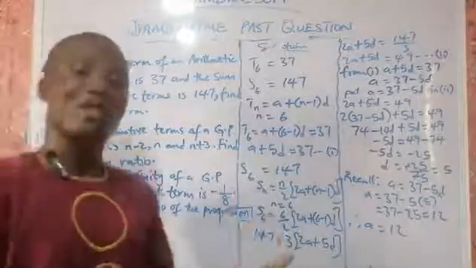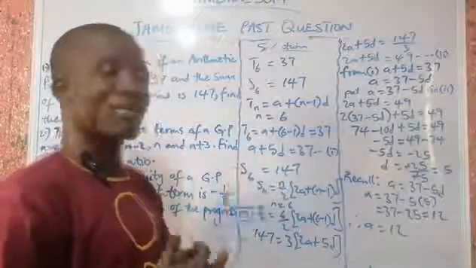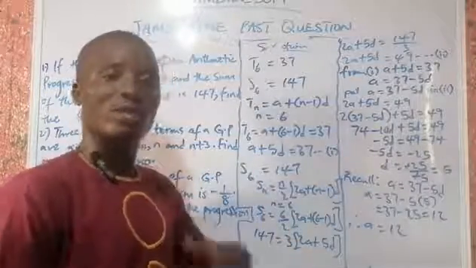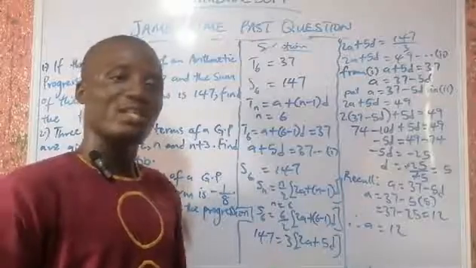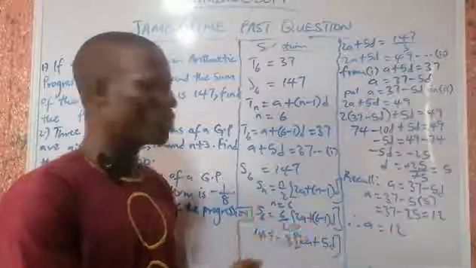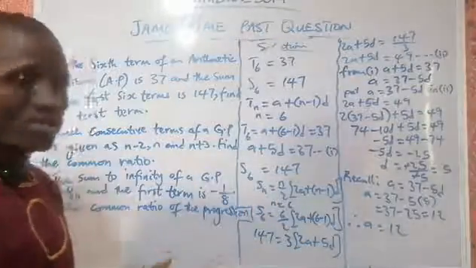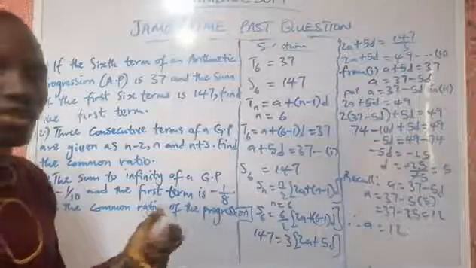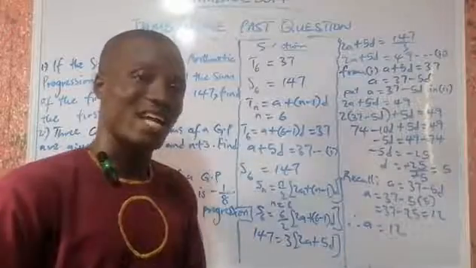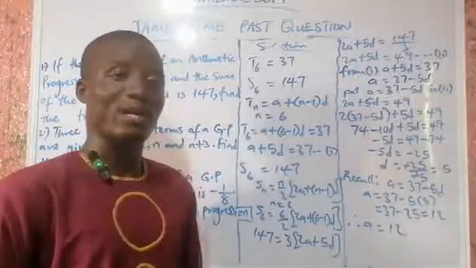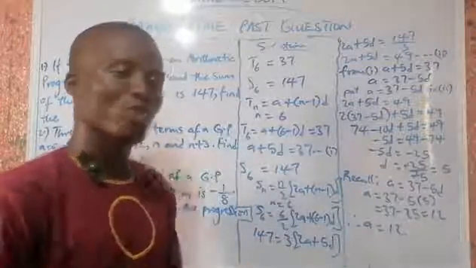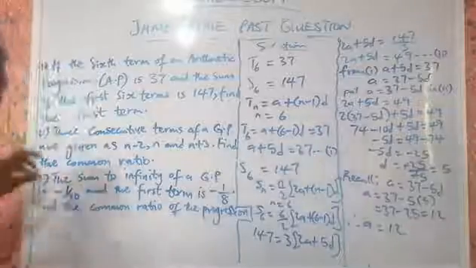Don't just look at it and think the process is long. You have to practice to be fast. I'm just trying to slow down because I want you to understand. But in the exam hall, your practice before then will help you to be fast in solving questions like this. So don't be discouraged. AP and GP are questions that can earn you a good score in your JAMB, so if you understand the topic very well, it should be a plus to you in your examination. So that's question number one.